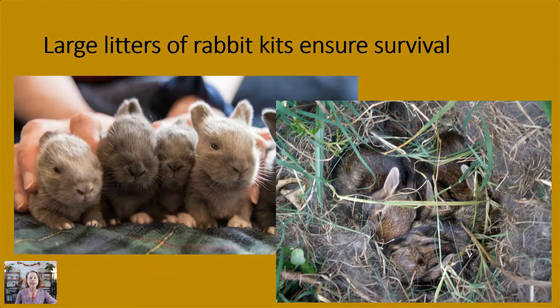Now, they have large litters. The baby rabbits are called kits, and these are some pet ones, and these are some real ones. Aren't they cute? They're in their little warren. So it really ensures survival if the mother can have lots of babies throughout her lifetime, because many rabbits do fall prey to predators. They serve as breakfast, lunch, or dinner to things like hawks and eagles and coyotes and foxes and things like that.